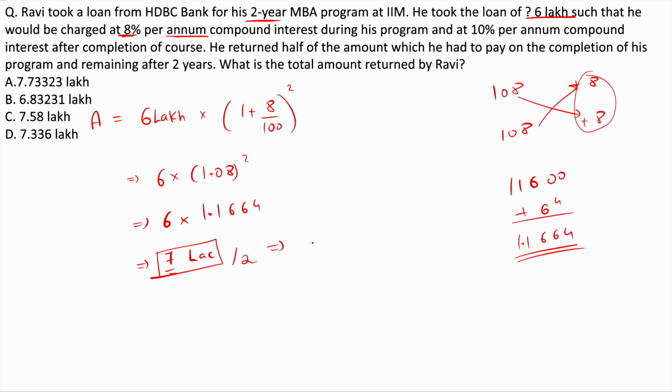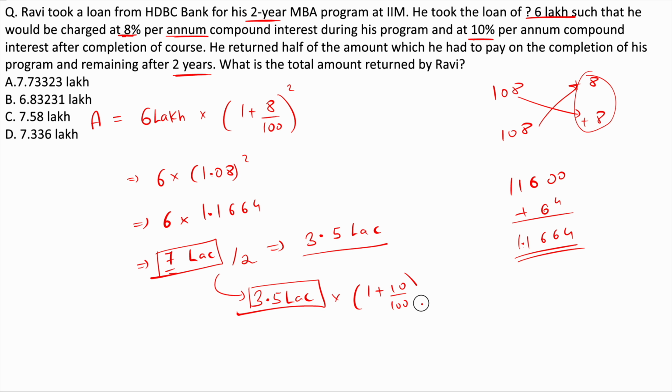Now this amount is remaining after 2 years. On completing his course, he's paying 3.5 lakhs, guys. And the remaining half he's paying after 2 years. For those 2 years, the interest rate is 10% per annum, right? So taking this 3.5 lakh as the principal into 1 plus 10 by 100 raised to 2. Once again, the amount that he is paying after 2 more years will be the principal 3.5 into 1 plus r by 100 raised to 2. R is 10 and the time period n is 2.